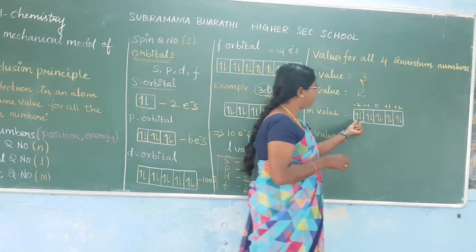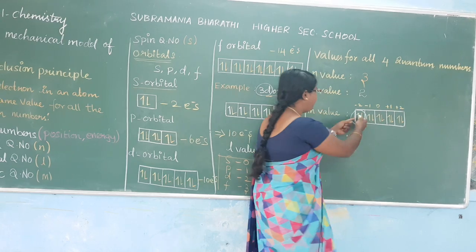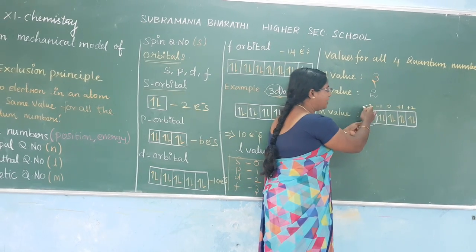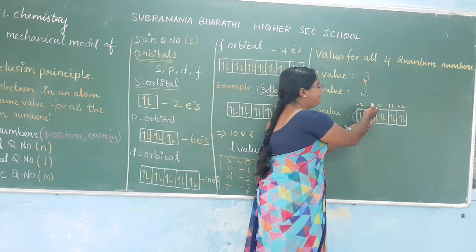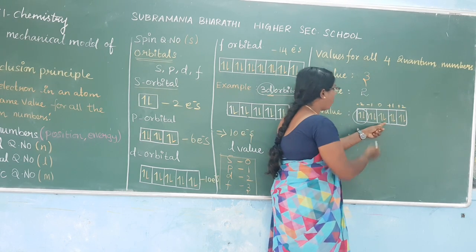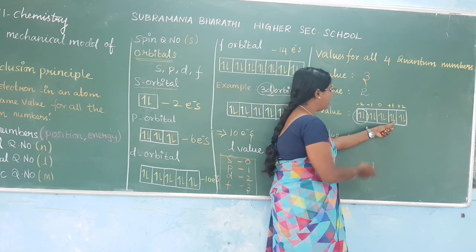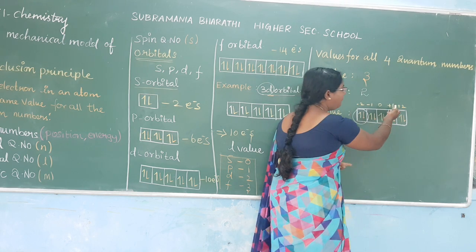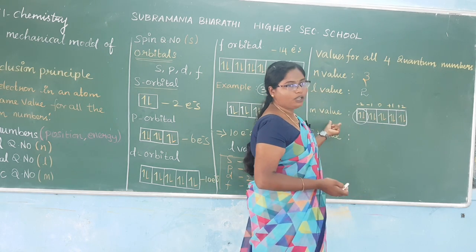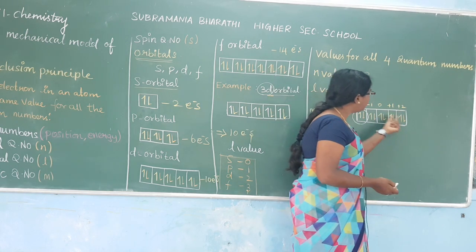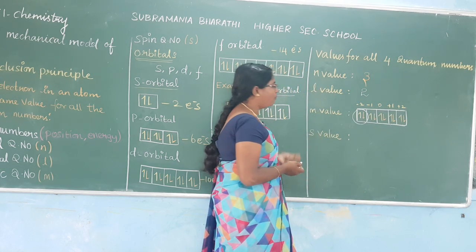Here, what they are explaining is that these 2 electrons have the M value of minus 2. Then these 2 electrons have the M value of minus 1. These 2 electrons have the M value of 0. Then these 2 electrons have the M value of plus 1, and for these plus 2. Since it is the magnetic quantum number, each degeneracy set has a different value of the magnetic quantum number.